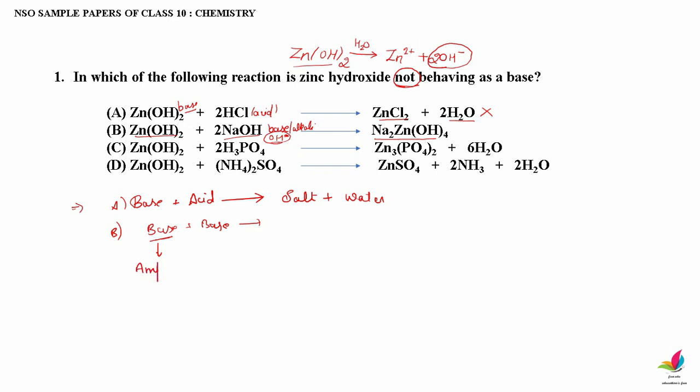amphoteric hydroxide. Okay, so it is acting as what? Now here zinc hydroxide, instead of base, it is acting as amphoteric hydroxide. So what do you mean by this amphoteric term? You know that water is amphoteric. What does it mean? It means water can react with both acid and base, correct?